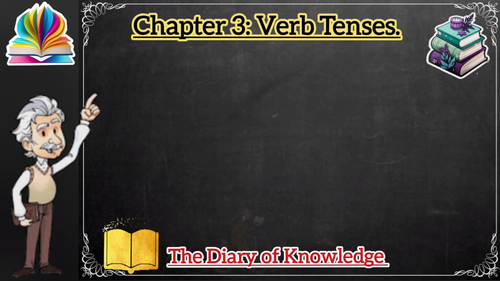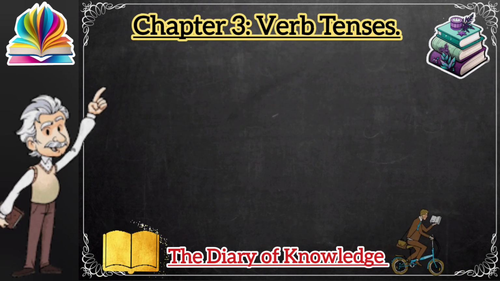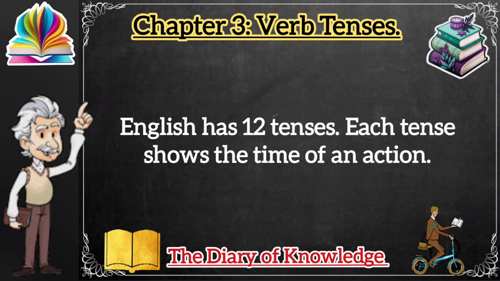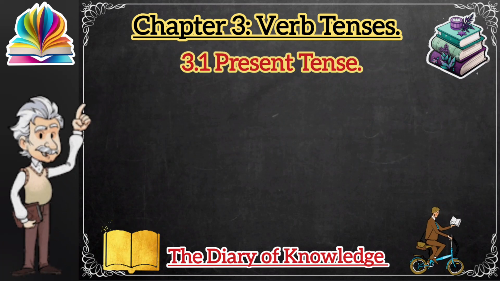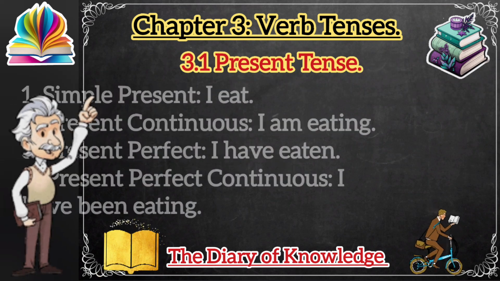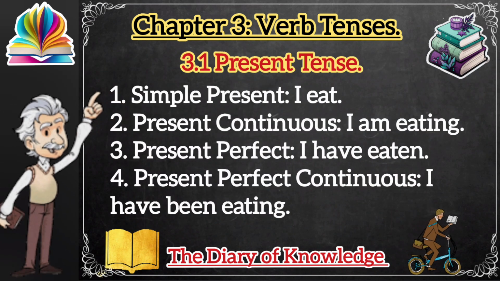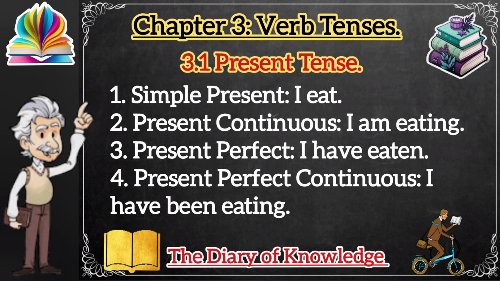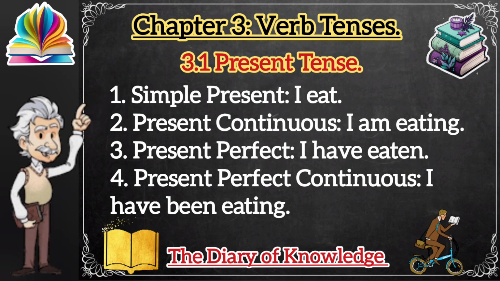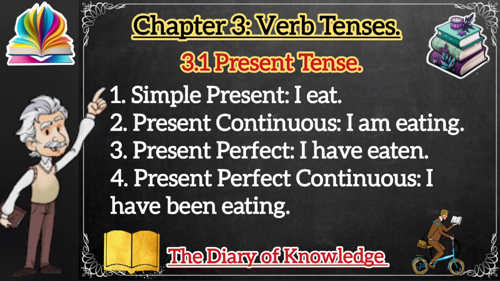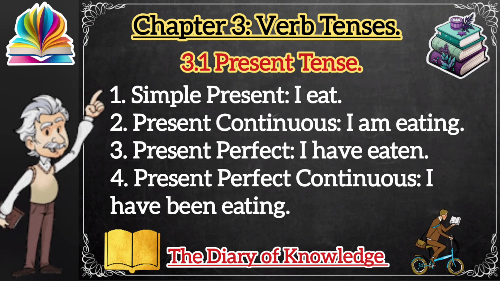Chapter 3. Verb tenses. English has 12 tenses. Each tense shows the time of an action. 3.1 Present tense. 1. Simple present: I eat. 2. Present continuous: I am eating. 3. Present perfect: I have eaten. 4. Present perfect continuous: I have been eating.